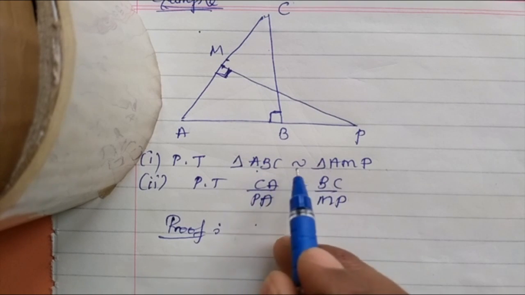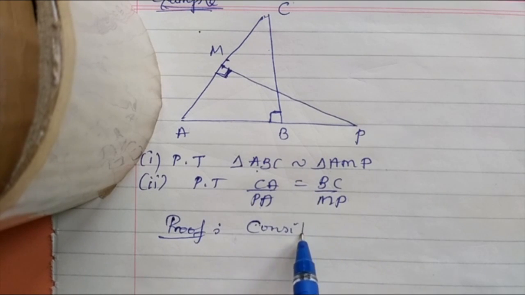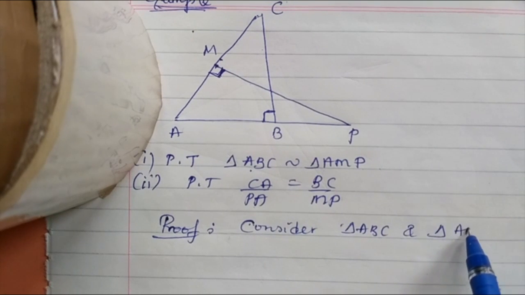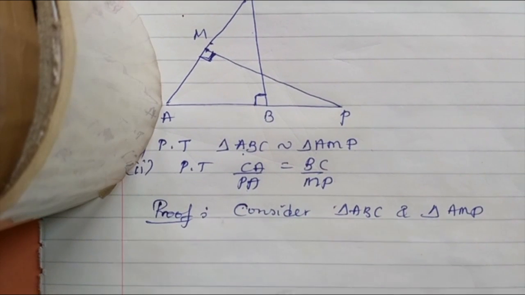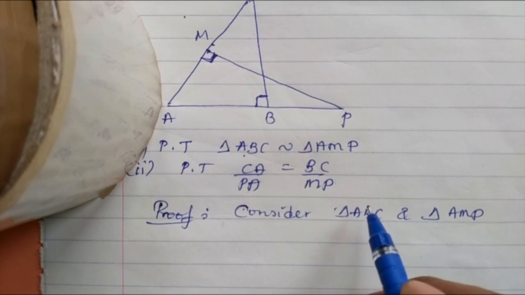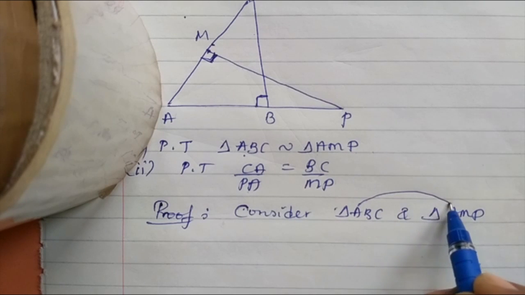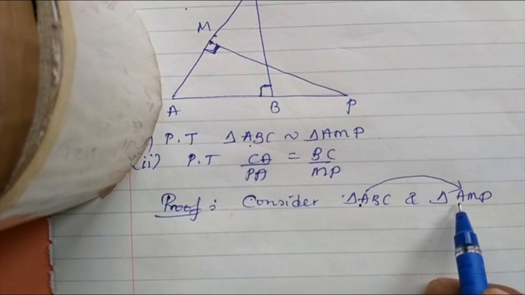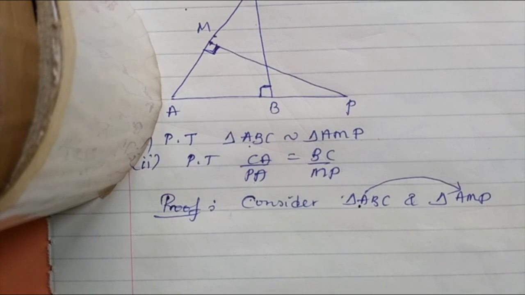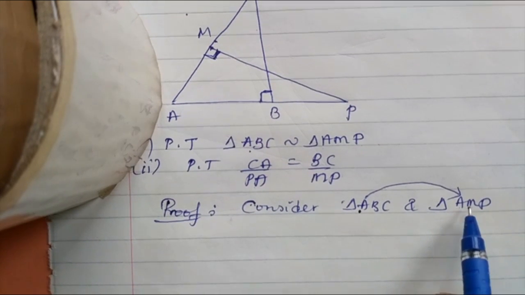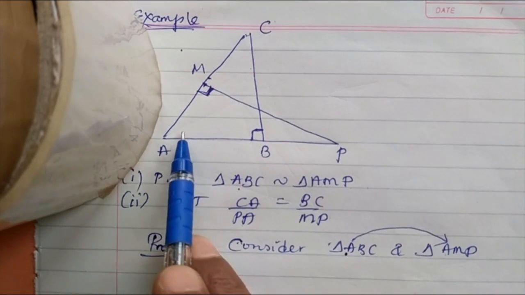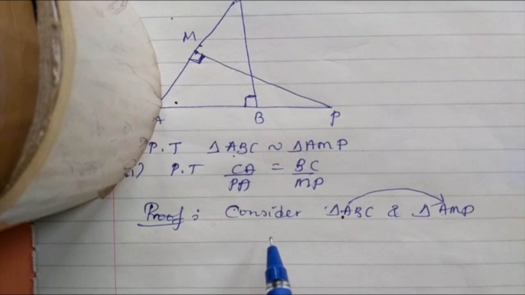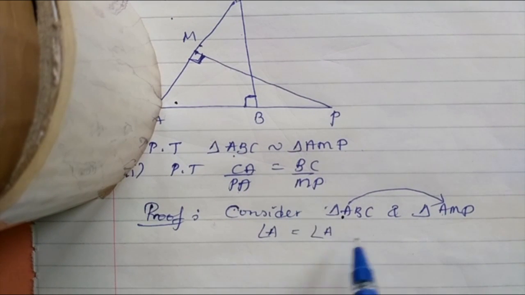That is how to prove two triangles are similar. First consider triangle ABC and triangle AMP. After considering the triangles, use the same method I taught you. First, angle A is equal to angle A. Let us check: in the diagram, angle A is only single. So how does one single angle come in both triangles? By common. Angle A is equal to angle A, common.